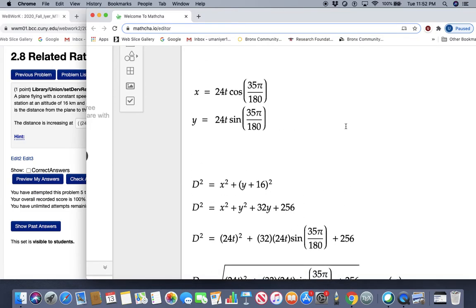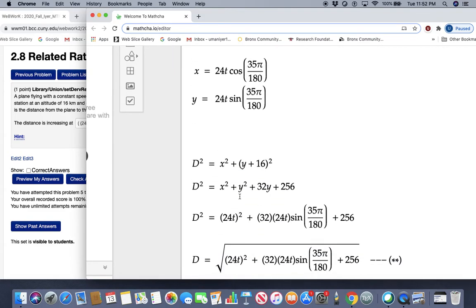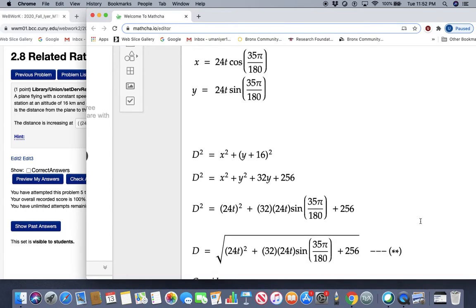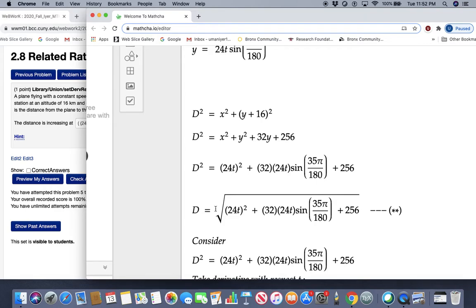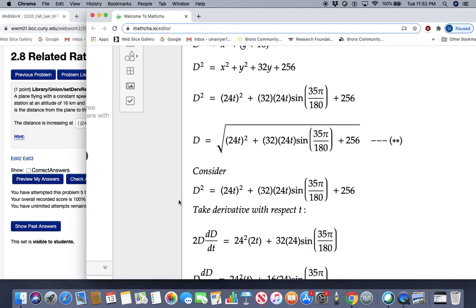Once I do that, x squared plus y squared is (24t) squared. That's simply Pythagorean. So that's all I'm using. Now here is y. y is 24t sine of your angle. So that's all I have done. Plus 256. So this tells me D is the square root of all of this. All right. Now let's go back to D squared.